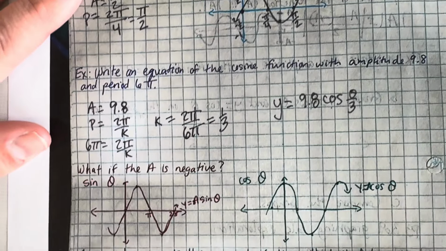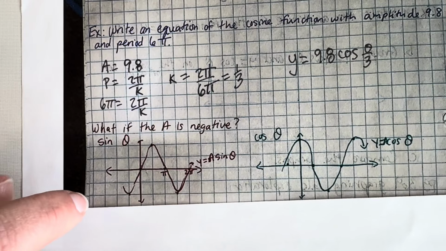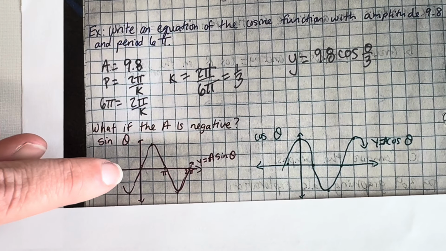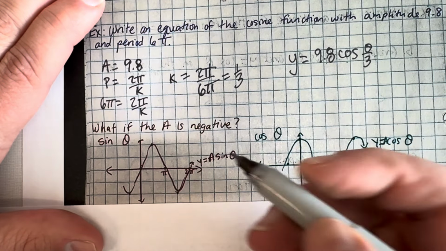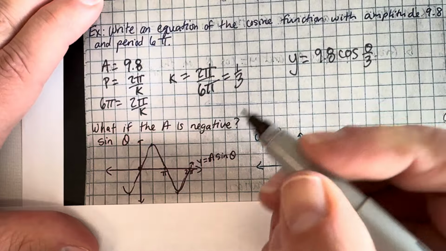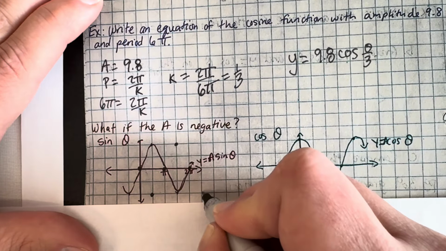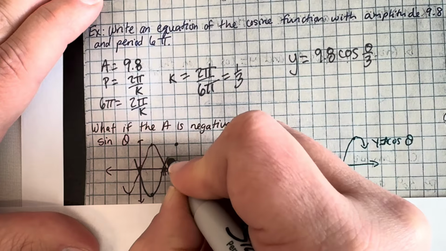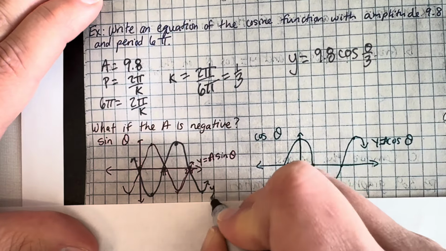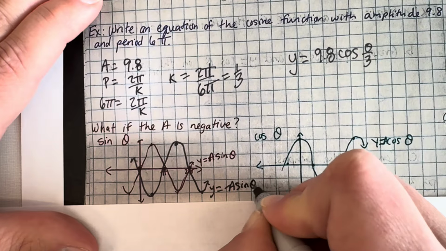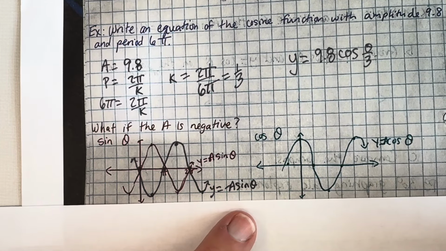The problem, though, is what if the a is negative? What happens if there's a negative in front? This is what's going to happen here. It's going to actually flip our entire picture upside down. So with our sine graph, it is going to take my sine graph and flip it upside down. And now this graph that I graphed in black is going to be y equals negative a sine of theta. So almost everything stays the same. It just takes my graph and flips it upside down.